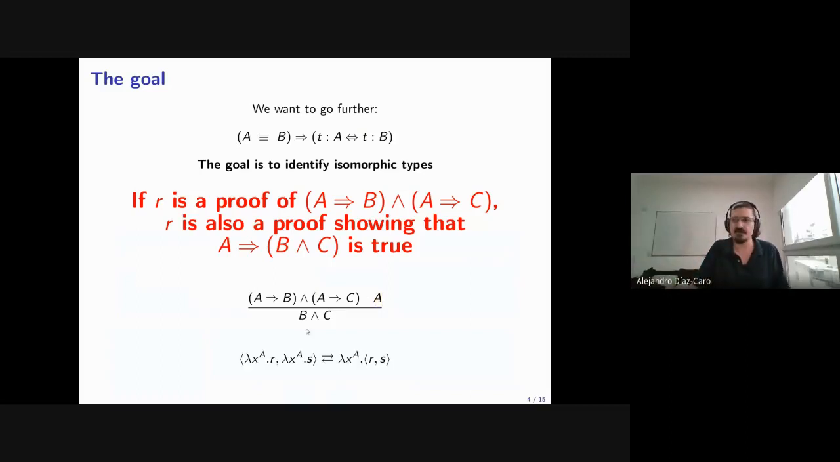In terms of the lambda calculus, if you don't know lambda calculus, you can ignore the details. But the idea is that this is a proof of A implies B. This is something that takes A and returns a proof of B. This is something that takes A and returns a proof of C. And this pair is exactly this type. Then the idea is that this proof is exactly the same as taking only a proof of A and returning this pair of proofs. So what we want is to identify this proof with this proof.